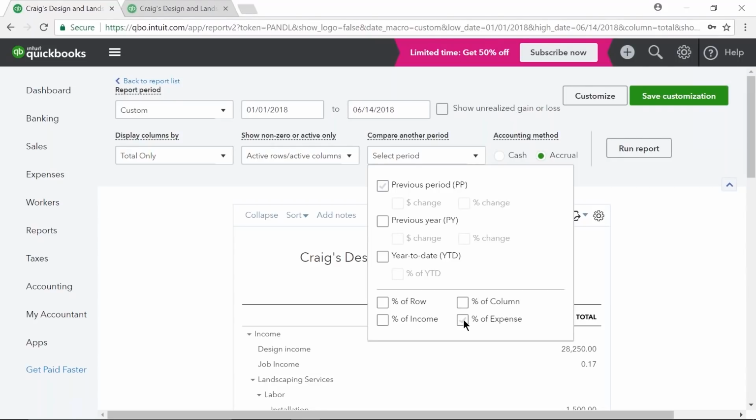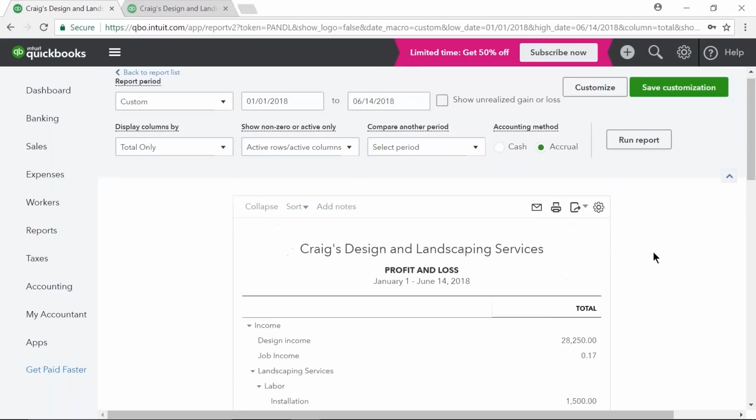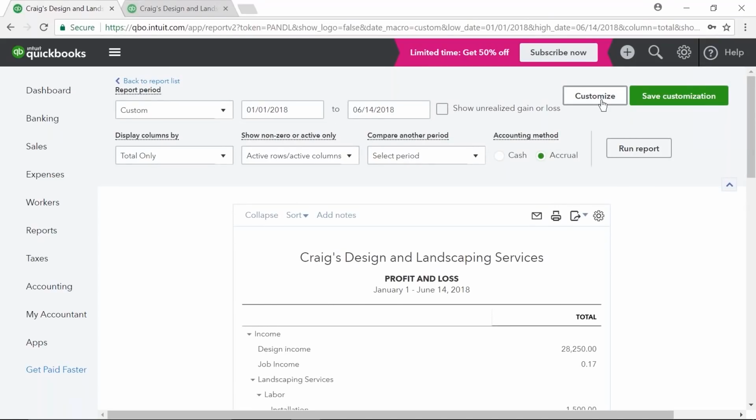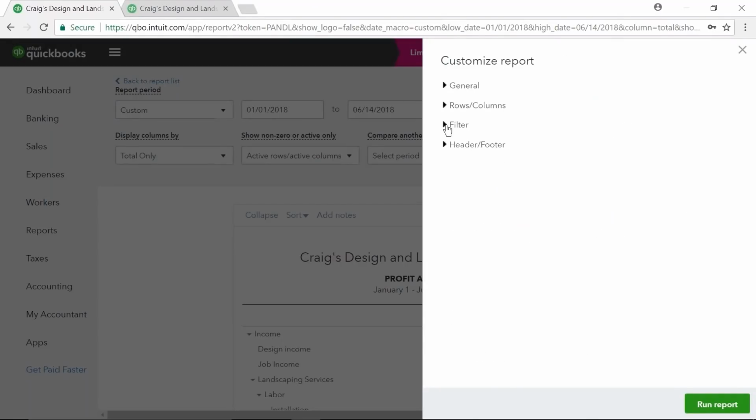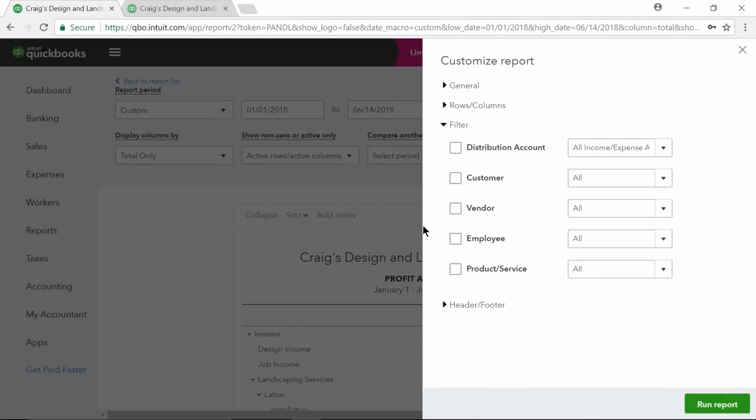Now, these reports are built upon different data sets, like your customers, your products and services, and your accounts, and you can change the data sets that are being used. Right now we're looking at a profit and loss report for the entire business. But if we click on Customize, down here in the Filters area, there is a section where we can tell QuickBooks about different things that we want it to use and not use.